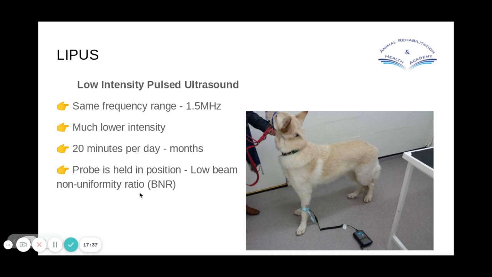So the probe is held in position, and that's because the machine has a low beam non-uniformity ratio, BNR. It's too much for this lecture, but what that means is it's safe for the probe to be held still. Normally we have to keep moving the probe to reduce the chance of overheating or hot spots. With this low intensity ultrasound, we don't need to do that.